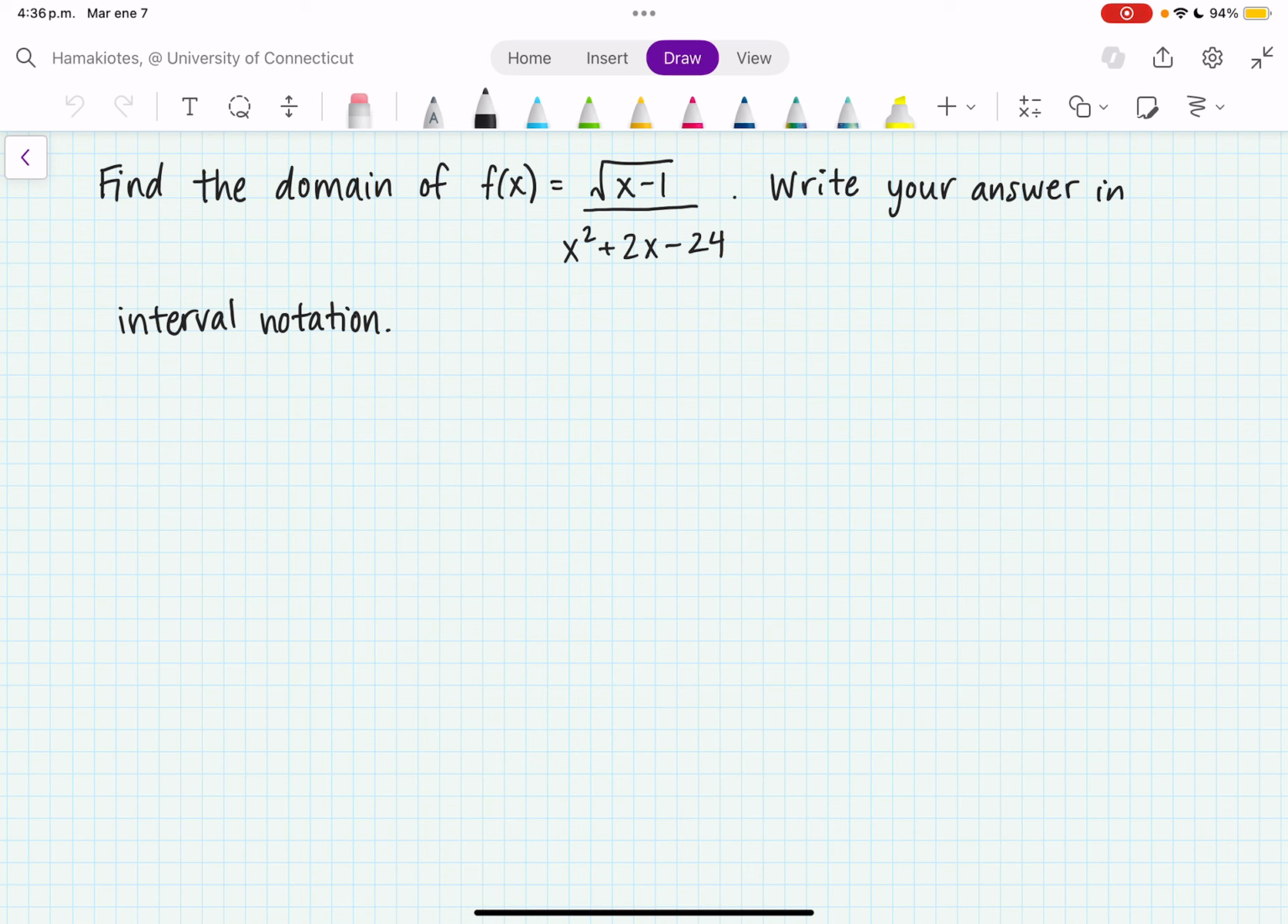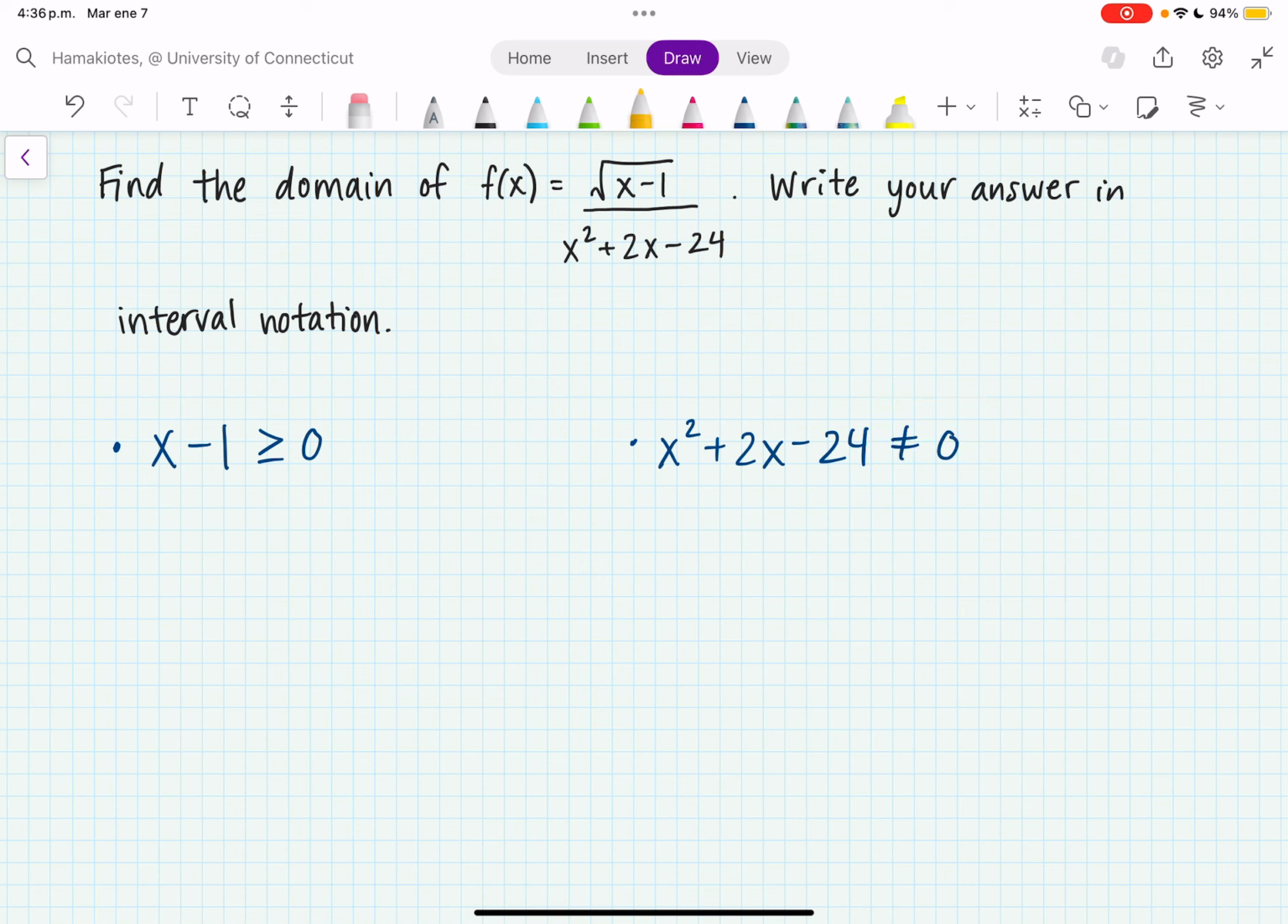First, we want to make sure that we're not taking the square root of something negative, so we want to make sure that x minus 1 is greater than or equal to 0. The next thing we want to check is that we're not dividing by 0, which means that we want to make sure our denominator, x squared plus 2x minus 24, is not 0.